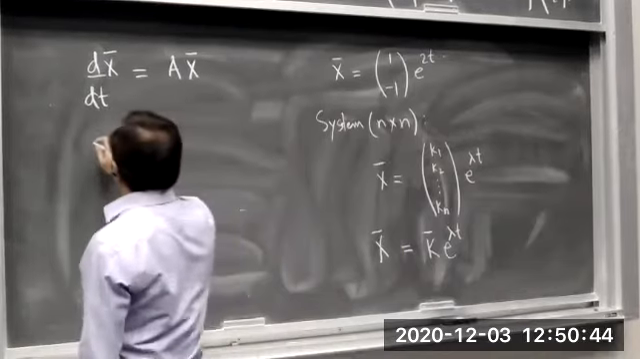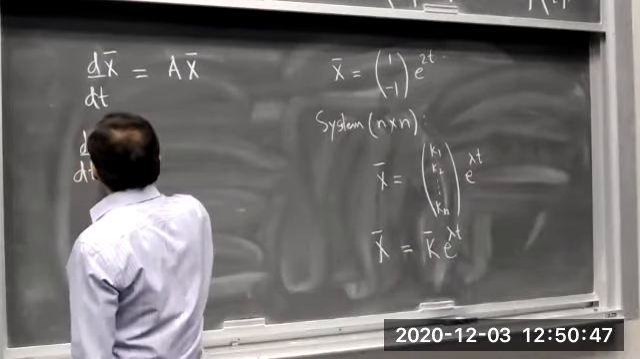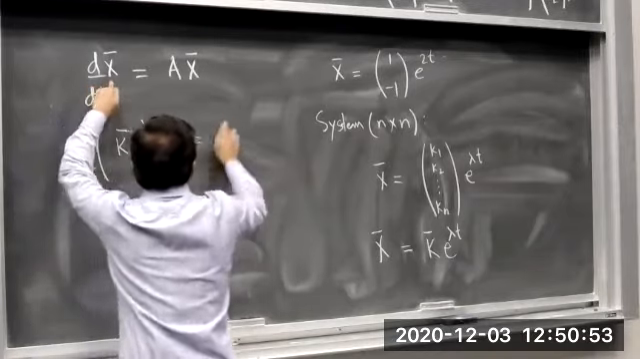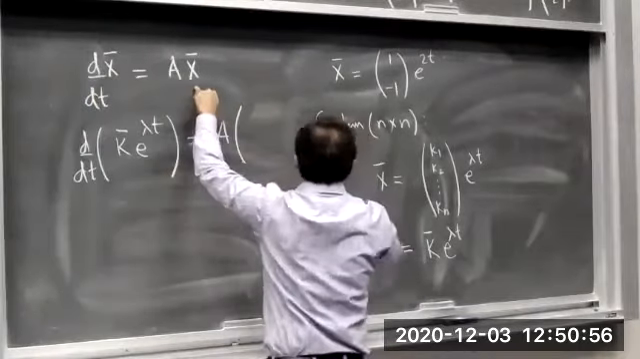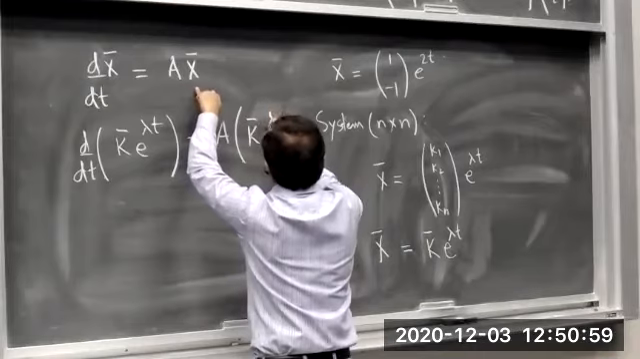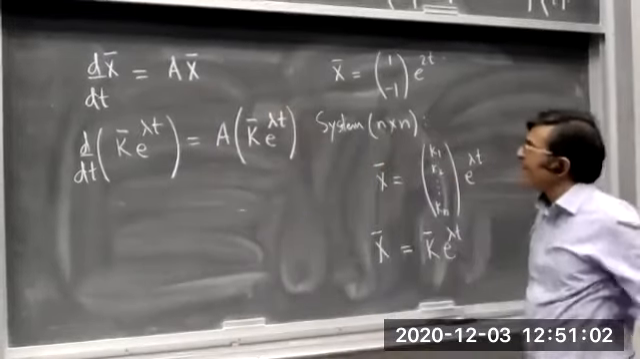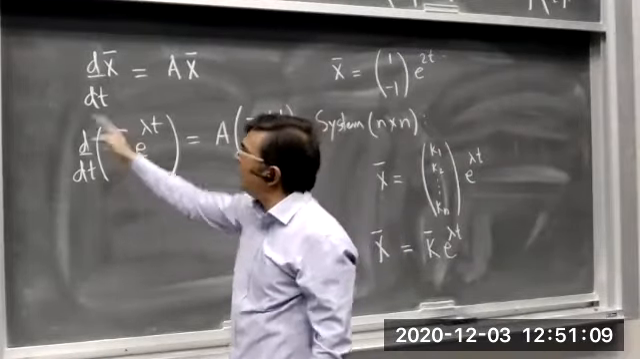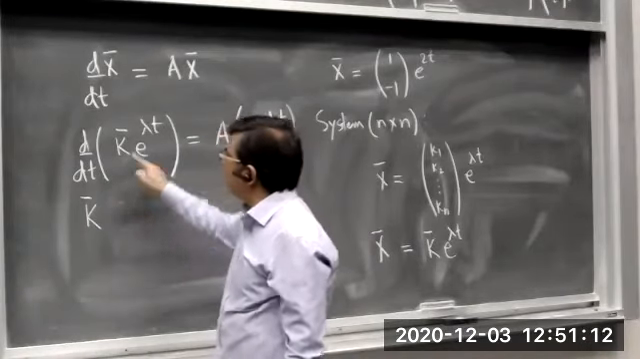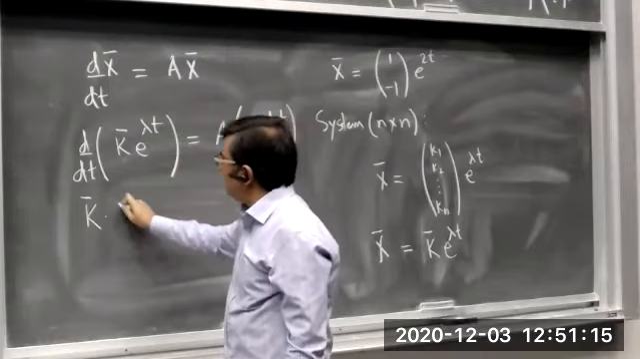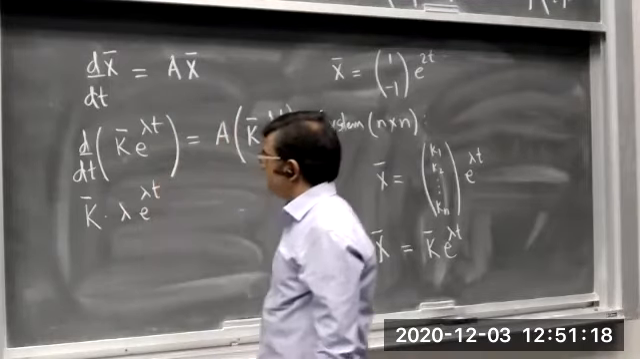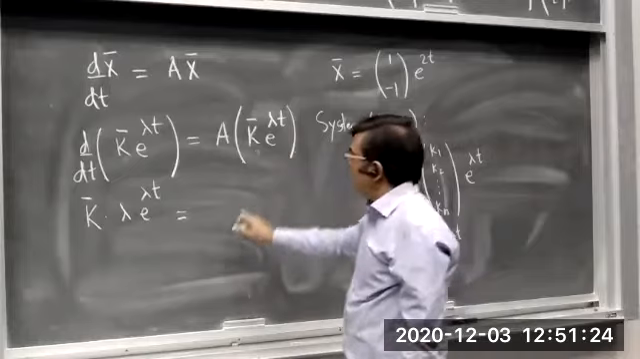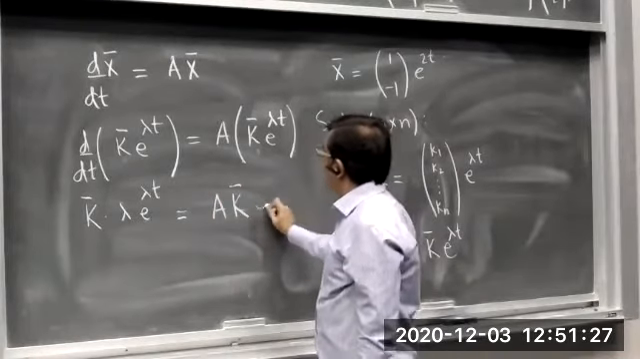So if we put it in, what do we obtain? The derivative of x bar, putting the solution in, K e raised power lambda t, is equal to A times the solution x, which is K times e raised power lambda t. Here the K vector is a constant vector, so the derivative does not apply to it and it goes outside. The derivative of e raised power lambda t is lambda e raised power lambda t, and this is equal to A into K e raised power lambda t.